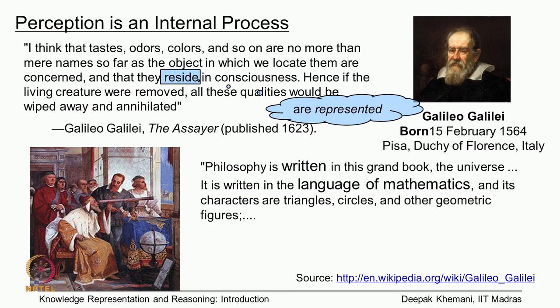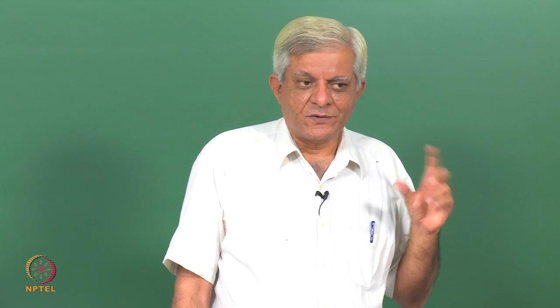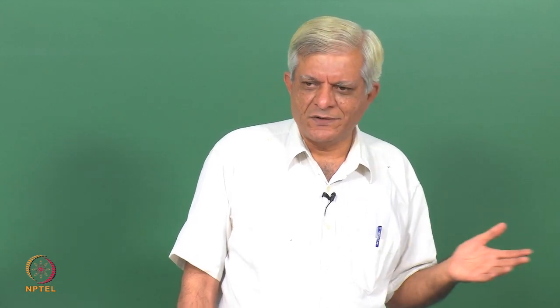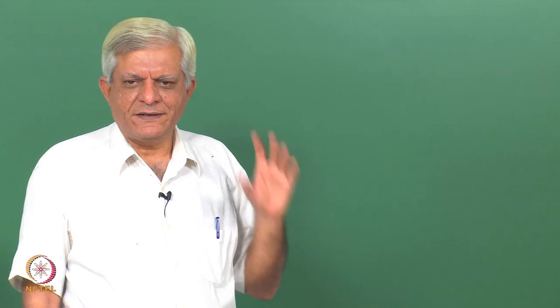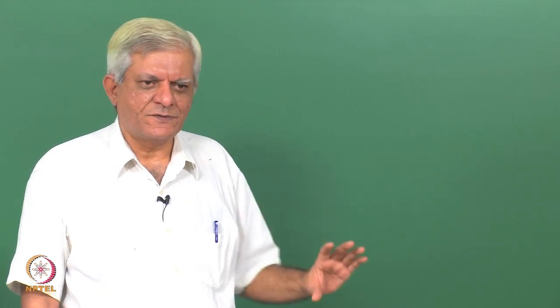He says philosophy, basically talking about the world around us, is written in this grand book, the universe. It is written in the language of mathematics. Everybody is obsessed with mathematics because it is precise, you can rely on it, and its characters are triangles, circles and other geometric figures. Galileo, we know him for his laws of motion. We have equations like v equals u plus a t and so on, but the notion of a variable did not exist when Galileo was thinking about them. He thought about motion in terms of geometry.